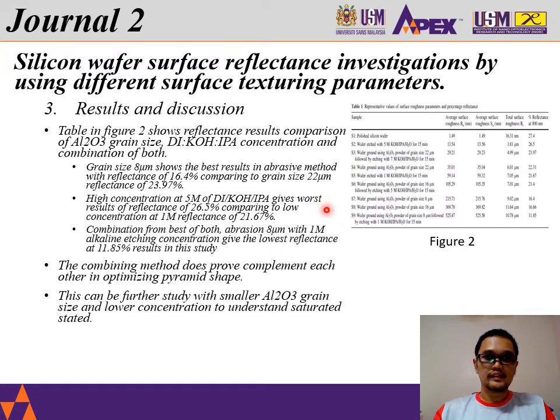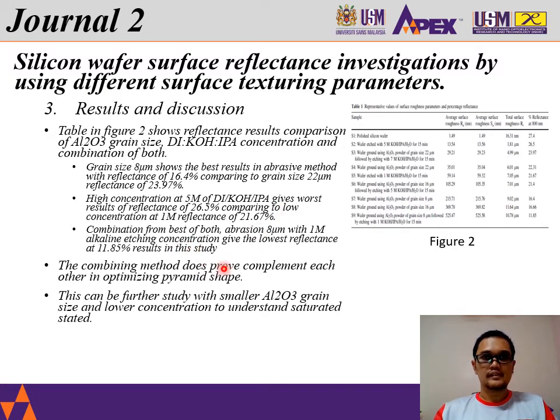This means that the lower concentration of 1 mole is better compared to 5 moles. And there are no results for 7 moles reported, but inside this table there is a 7 mole combination of mechanical grinding and chemical etching.